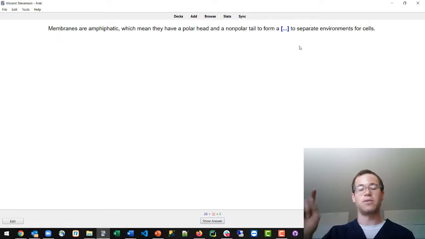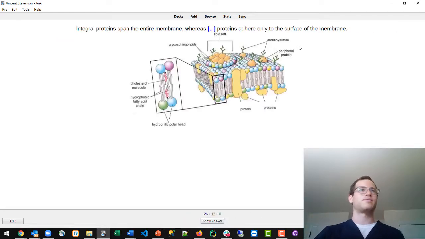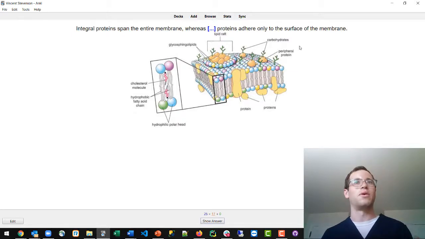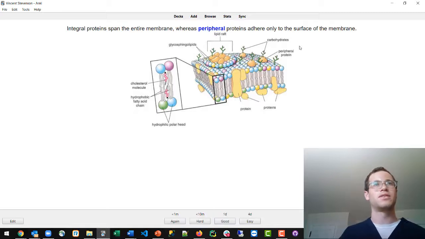They're forming that phospholipid bilayer for their cells. And so we've also got our integral proteins, which are spanning the entire membrane, whereas we've got our peripheral proteins that are just those things that are anchored on the surface.